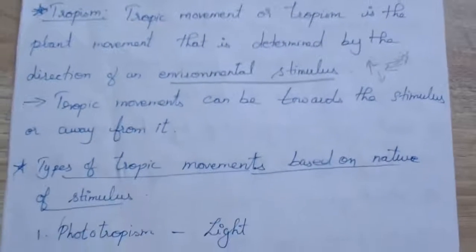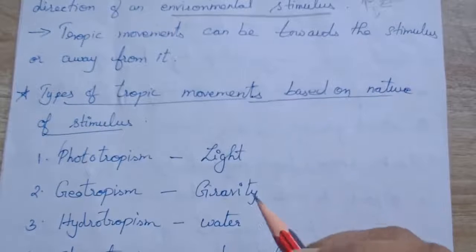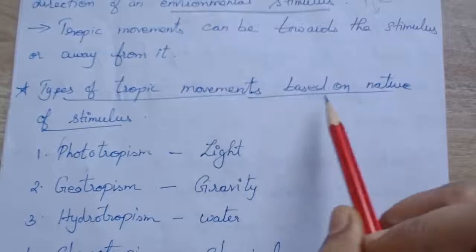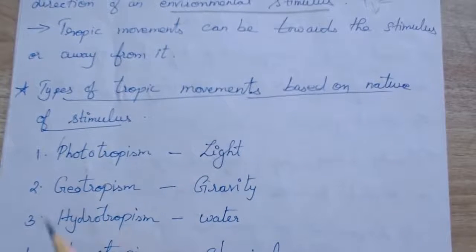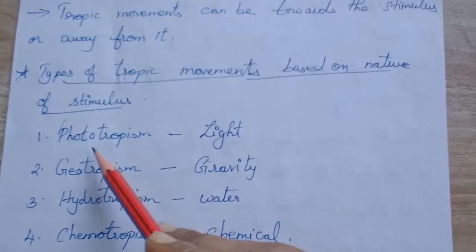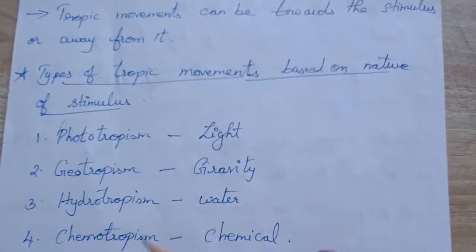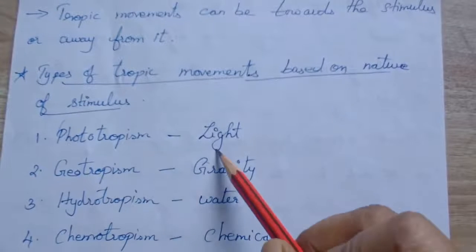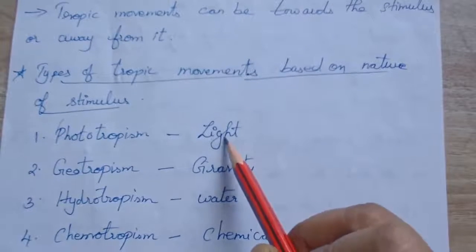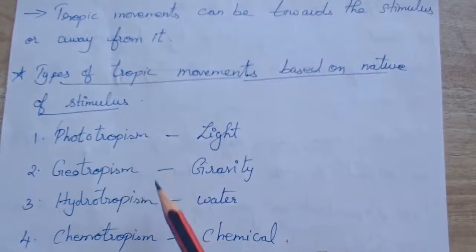Based on the tropic movements, we have a classification of movement based on the stimulus. Types of tropic movements based on the nature of the stimulus: we have four movements. Phototropism, geotropism, hydrotropism, and chemotropism. Phototropism means the stimulus is light. Your environmental stimulus is light. For the light, it will respond, right? That response is phototropism.